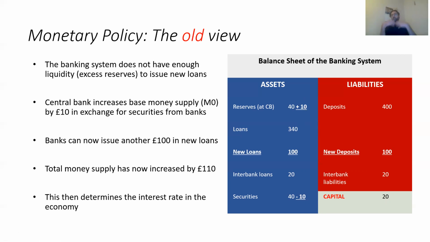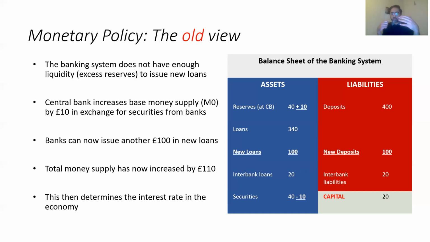And this has then stimulated aggregate demand in the economy. This has then stimulated the real economy, the GDP, through consumption, investment, and so on. So this is really how the central banks used to conduct monetary policy back in the 80s. So just to recall what I've just said, the central banks will increase the base money supply. Now, because banks have more liquidity than before, they'll want to issue new loans.